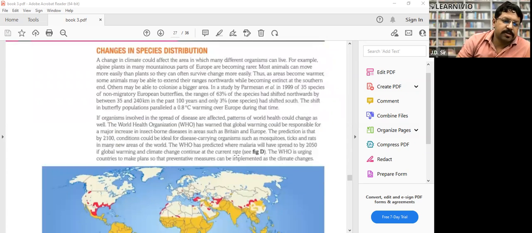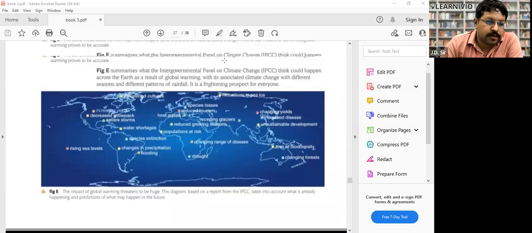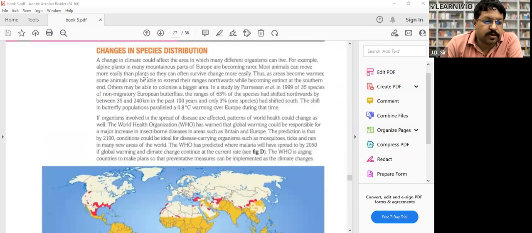Now, changes in species distribution. That will also change the species distribution because many species will be removed from the ecosystem. So a change in the climate could affect the area in which an organism can live. For example, the alpine plants in many mountain parts of Europe are becoming rare. Most animals can move more easily than plants, so they can often survive the change more easily.